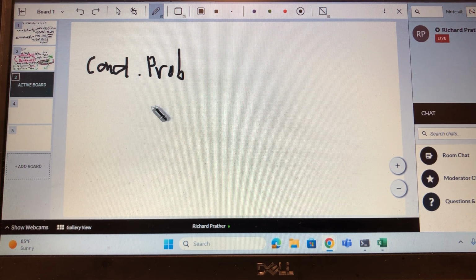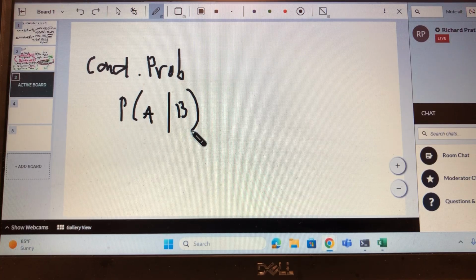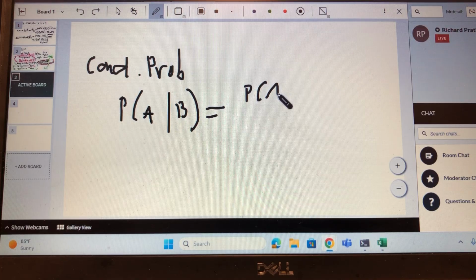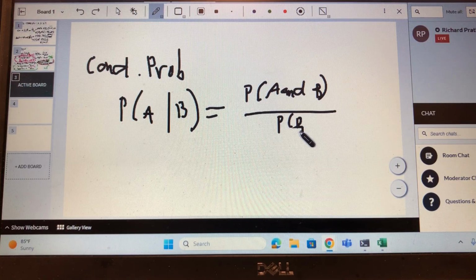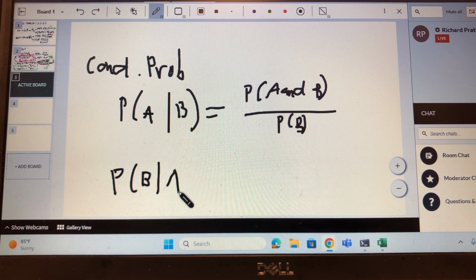So conditional probability has its own formula too, and there's only one version of this. If you put it alphabetically, A given B, its probability of A and B divided by B. Or you can do it the other way too, because it depends what's given to you. You can be given one event or another, or you could arbitrarily change the A's and B's, whatever you're calling them.